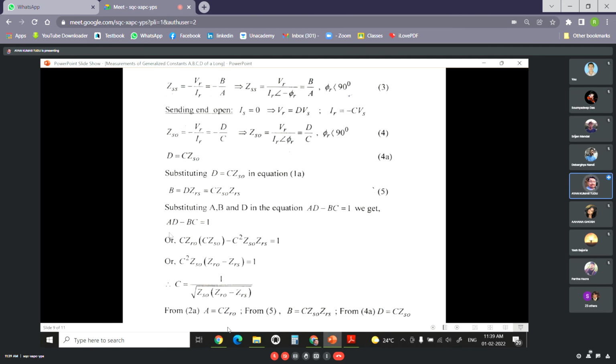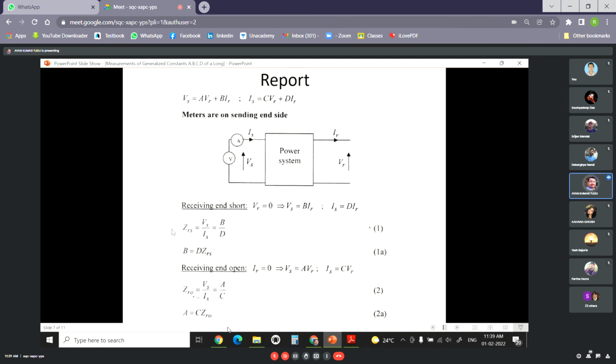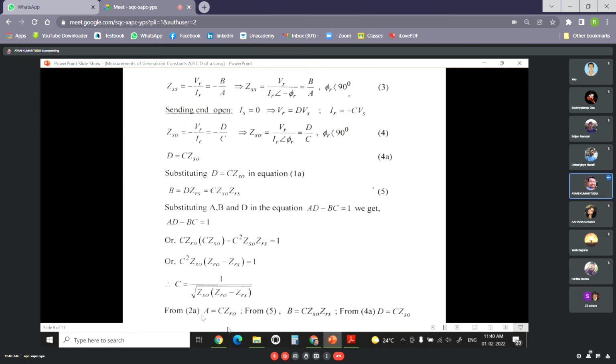So in place of A, what are we writing? We are writing this expression of 2A, that is C into ZRO. In place of D, we are writing C into ZSO, and in place of B, I am writing C into ZSO into ZRS. So this expression would be equal to 1. Keeping the C in common, what we are getting is 1 by root over of ZSO into ZRO minus ZRS. So from this expression we get the value of C, and from the value of C, we can easily calculate the other values.